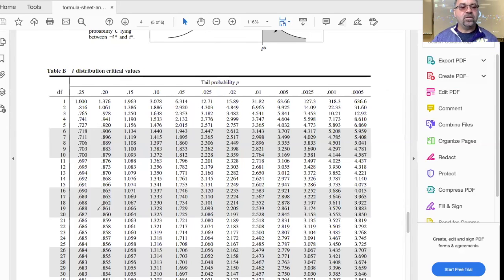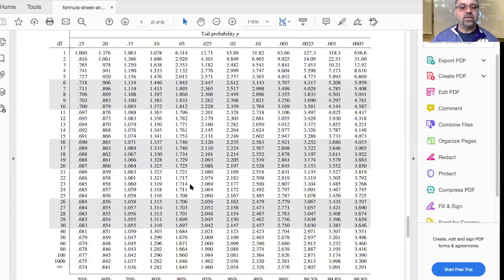I just want to show you that for where we are on the table, 90% confidence is this column here, and our degrees of freedom is 29. So 29 degrees of freedom, 90% confidence. Our T star is 1.699.